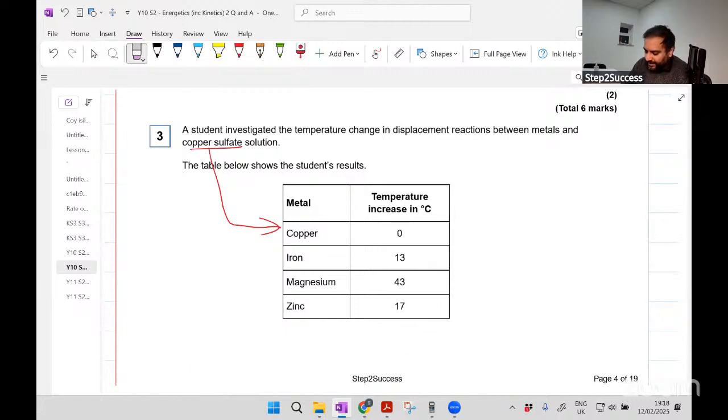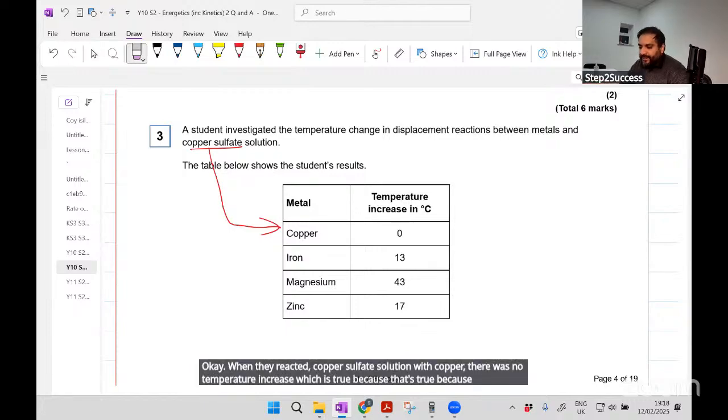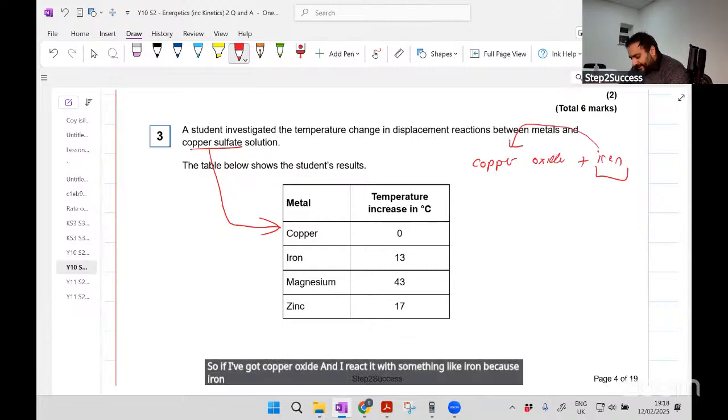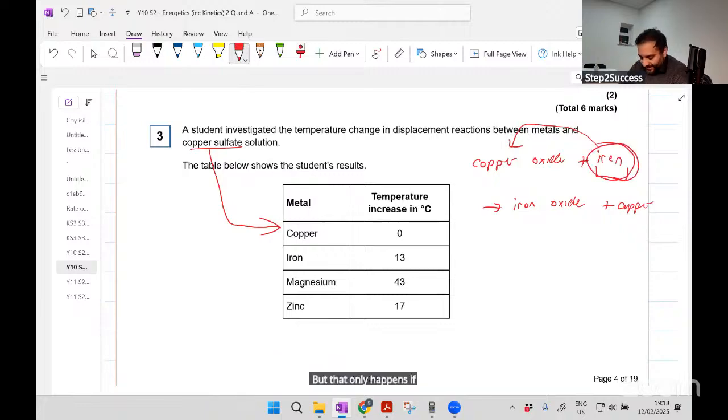true, because a displacement reaction is when a more reactive metal kicks out a less reactive metal. So if I've got copper oxide and I react it with something like iron, because iron is more reactive than copper, it kicks out the copper, leaving you with iron oxide and copper. But that only happens if this is more reactive than the original compound metal. And usually when a reaction happens, there's an increase in temperature.